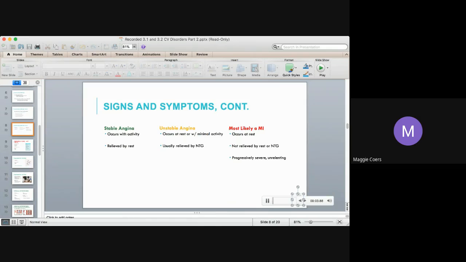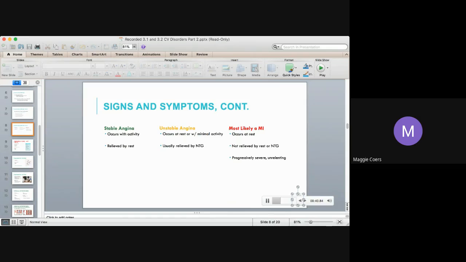So this slide has the signs and symptoms of stable or unstable angina, and also symptoms that are most like a myocardial infarction. So for stable angina, okay, it occurs with activity, when there's increased workload and oxygen demand on the heart. Stable angina is relieved by rest. Unstable angina then occurs at rest or when the patient is having minimal activity. A lot of times unstable angina is relieved with nitroglycerin.